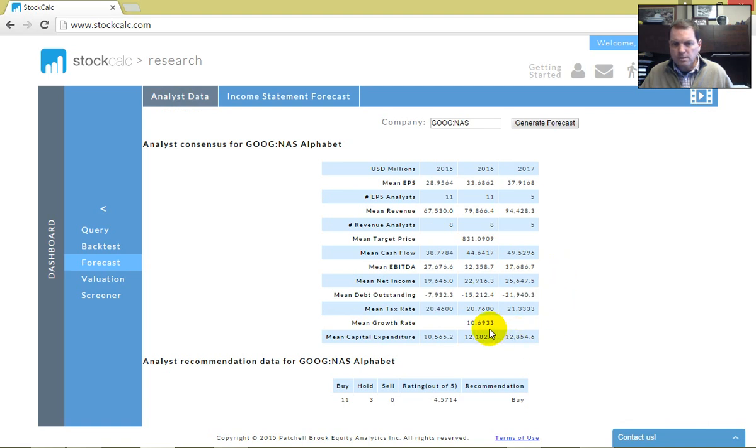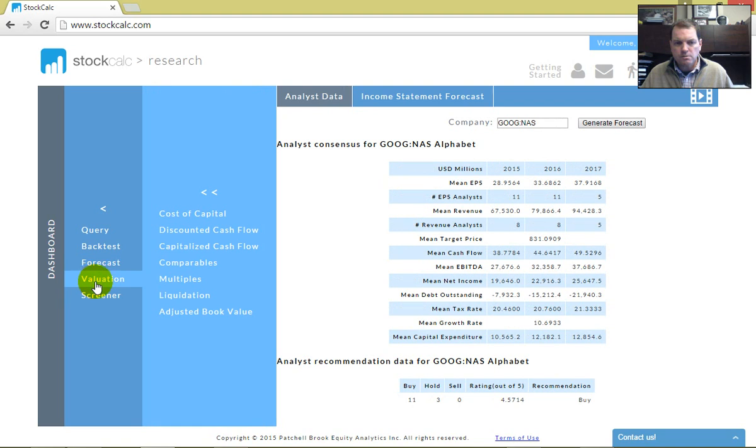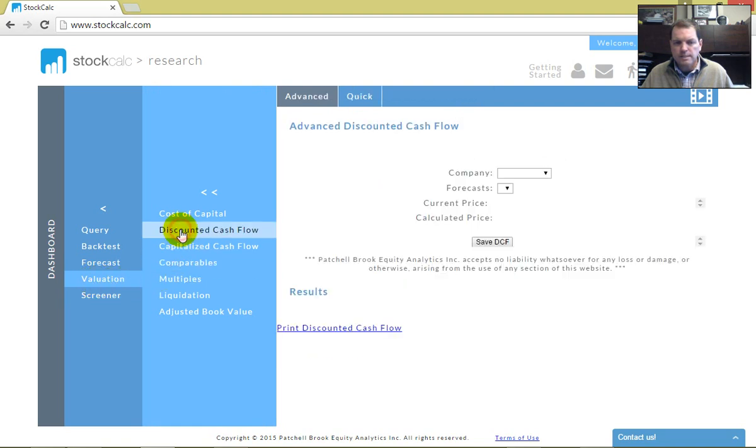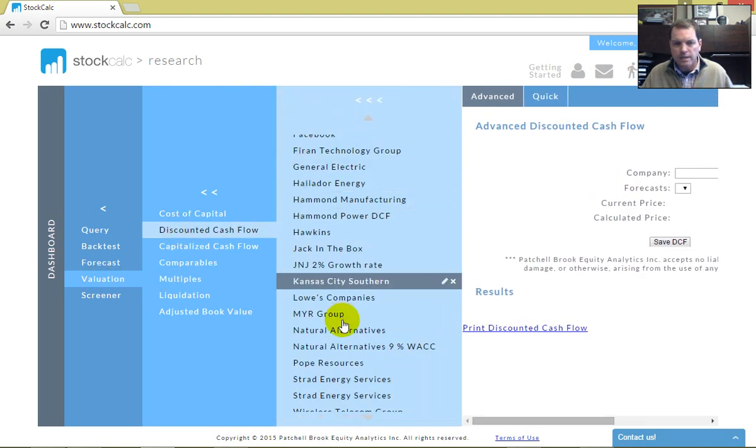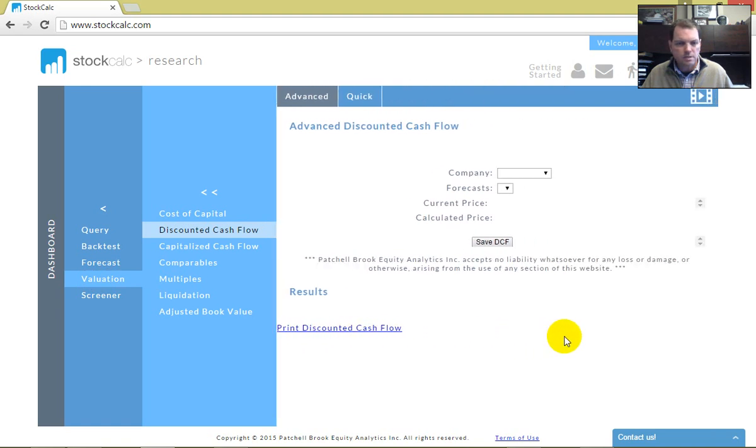I'm going to quickly look at this again. You'll see the CapEx 10, 12, and 12. We'll remember that. Tax rate 20%. So we'll remember that as well. We'll go into the valuation. And this time we'll look at the discounted cash flow. Again, you can see previously saved discounted cash flows, but we'll do a new one.